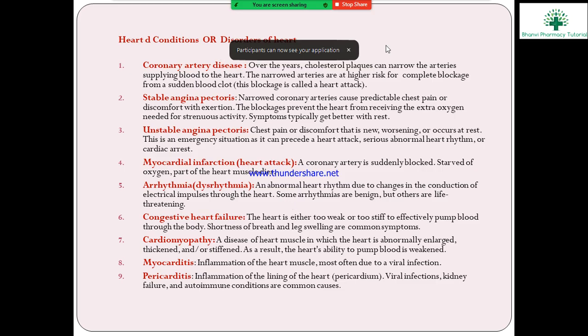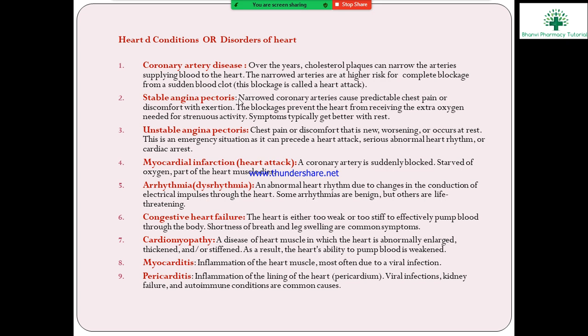The disorders of the heart. First one is coronary artery disease. Cholesterol plaque can narrow the arteries supplying blood to the heart. Narrowed arteries carry a higher risk of complete blockage from a sudden blood clot. This blockage causes a heart attack. That is coronary artery disease.